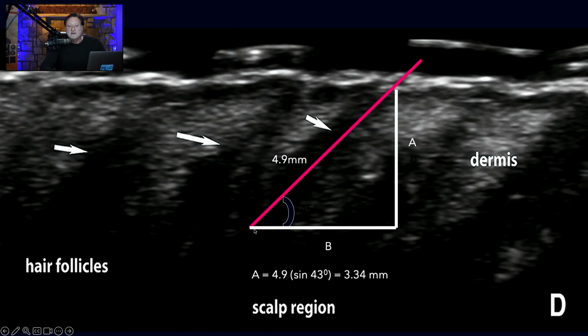And what does that mean? Well, if you inject below 3.34 millimeters, the growth factors in your PRP are not going to hit that hair follicle. It's going to go below it.